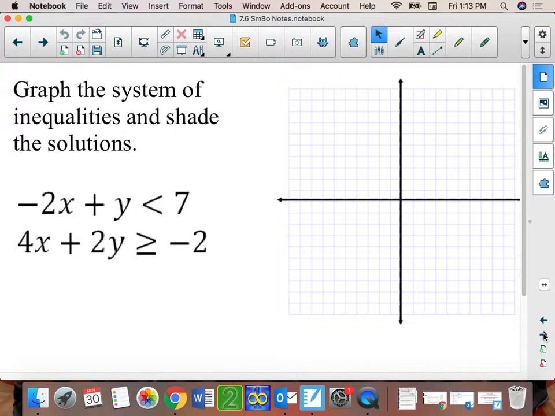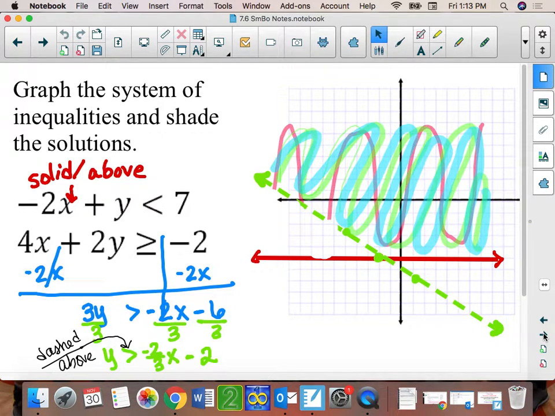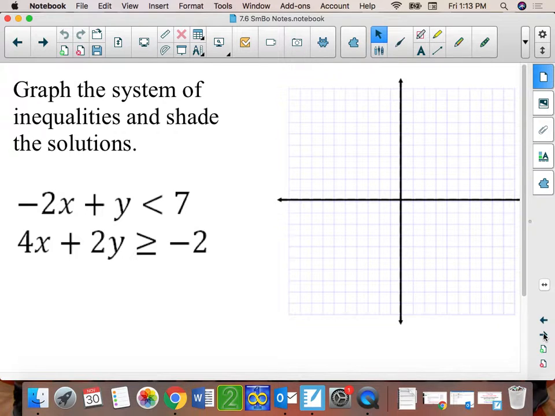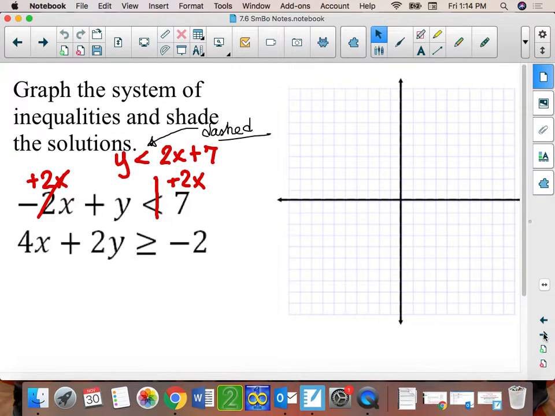So this is the last one. And notice that for both of these, they are in standard form. So we're going to get them in slope-intercept form. So I'm going to add 2x to both sides. And so this new line becomes, so these are going to cancel, y less than 2x plus 7. And so this line, if I look at the symbol, is going to be a dashed line because there is no equal to part. And for less than, I'm going to shade below.